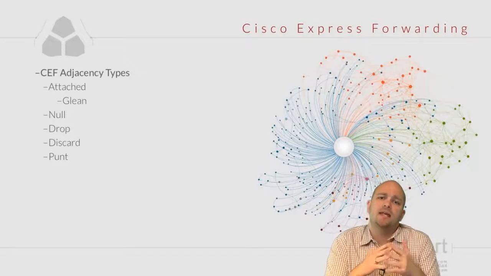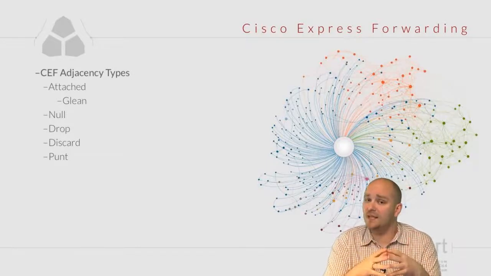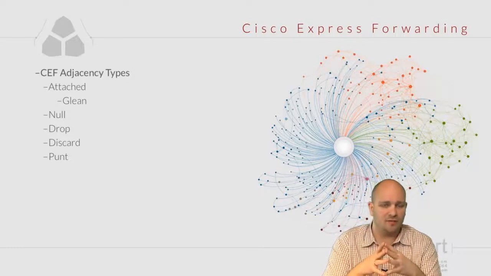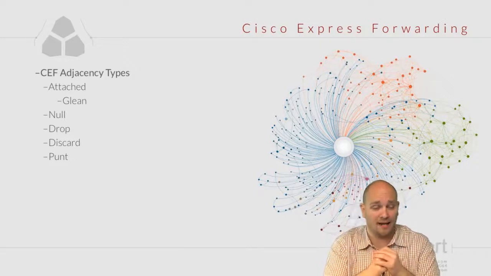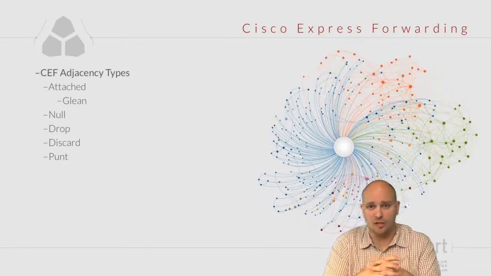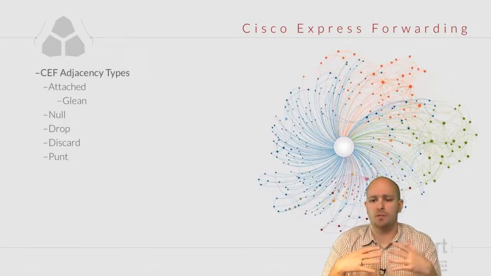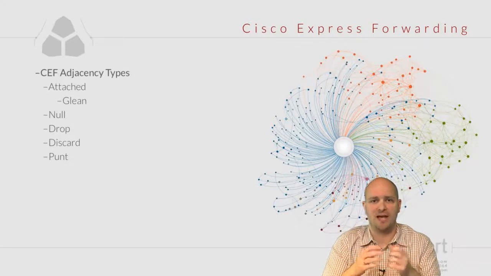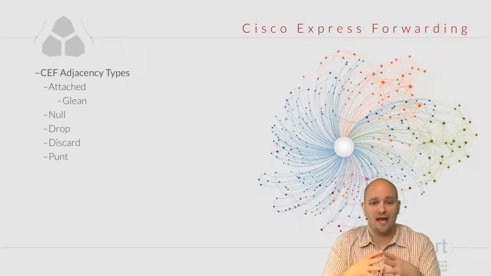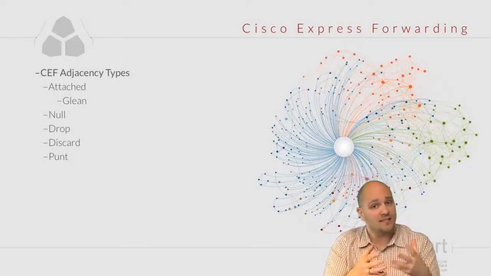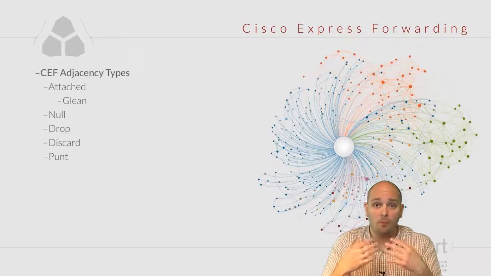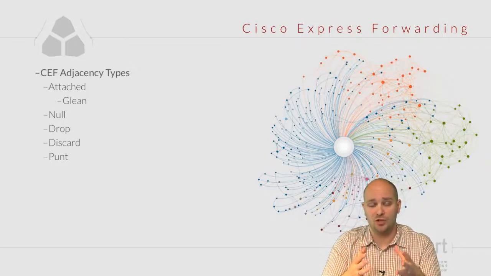Punt adjacency is adjacency in which, unfortunately, CEF cannot directly forward the traffic. For punt adjacency, we need to send the traffic back to the control plane. We need to send it to the brain of our device. We need to send the traffic towards the route processor. This happens when certain flags have been set in IP packets, like, for example, the router alert, or we have a receive adjacency, the traffic that needs to go to the router itself. This traffic, we say, is being punted. Just like a ball in American football, we are punting this traffic towards the routing engine for forwarding.